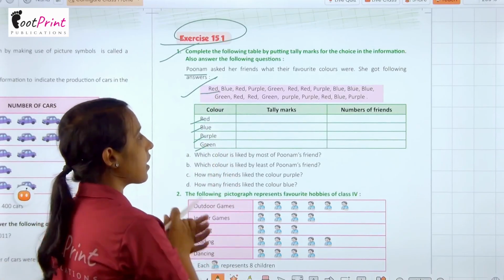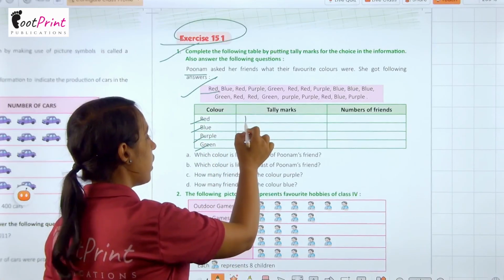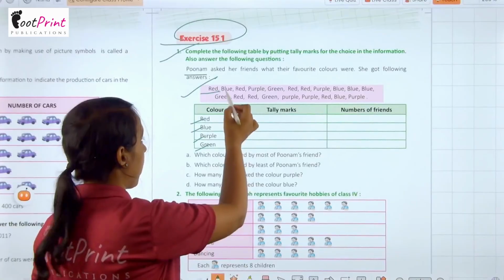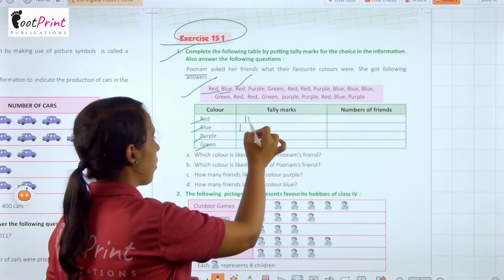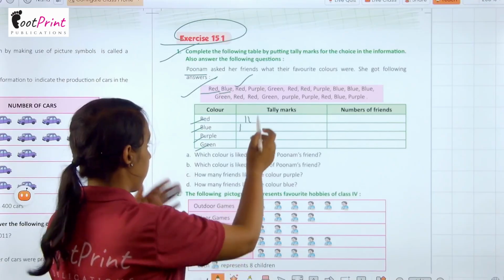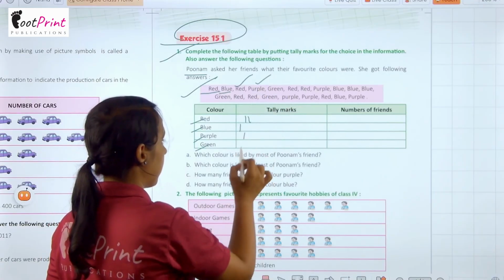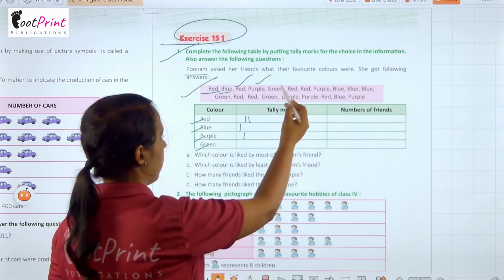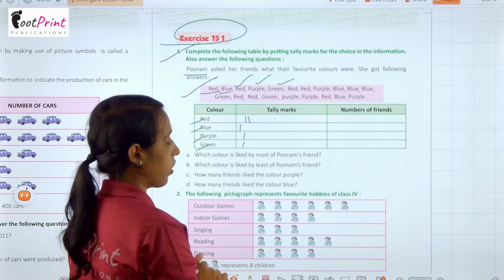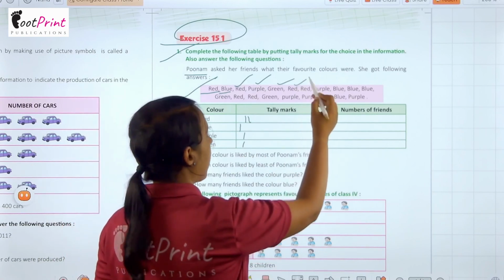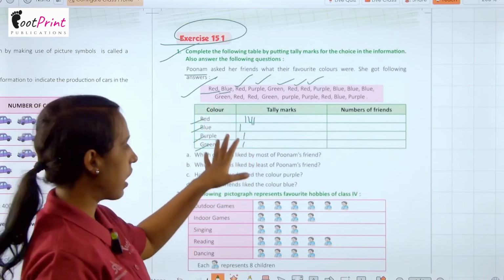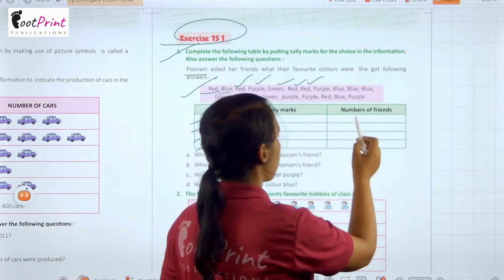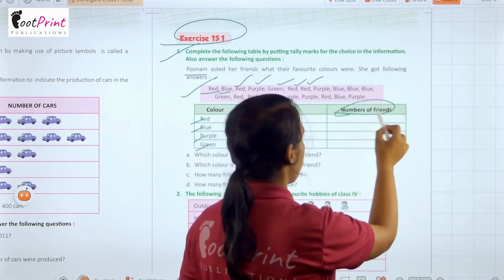So first is red. So we put the tally in red row. Then blue, so blue, and then red, again we put tally in red. Purple, so we put tally in purple. Green, so here we put green. Then red, again red. Okay, so just like that you have to put tally marks here and then count all the tallies and write here number of friends.